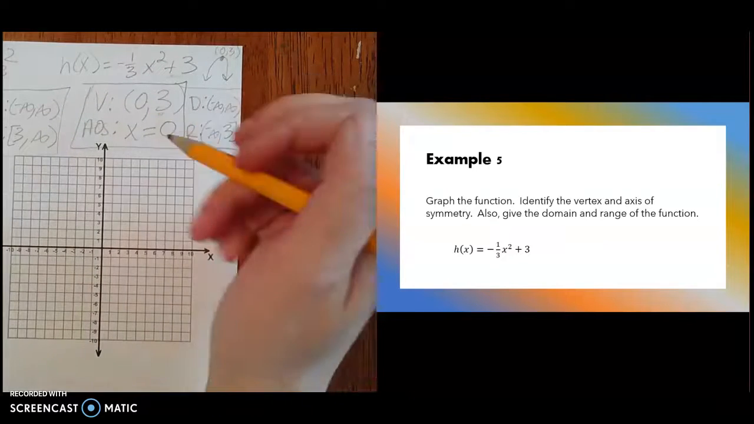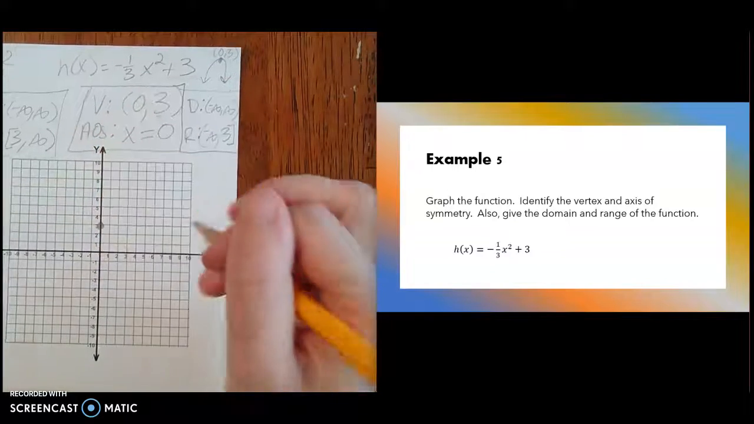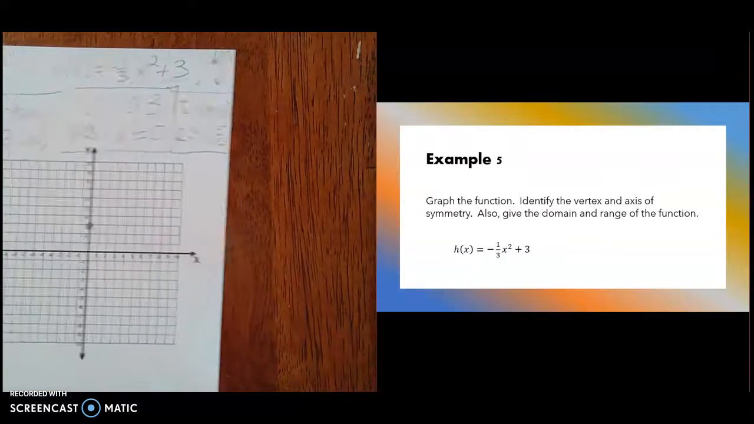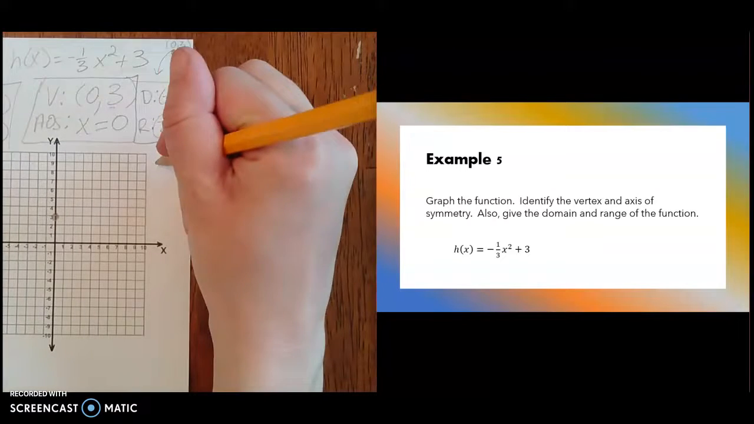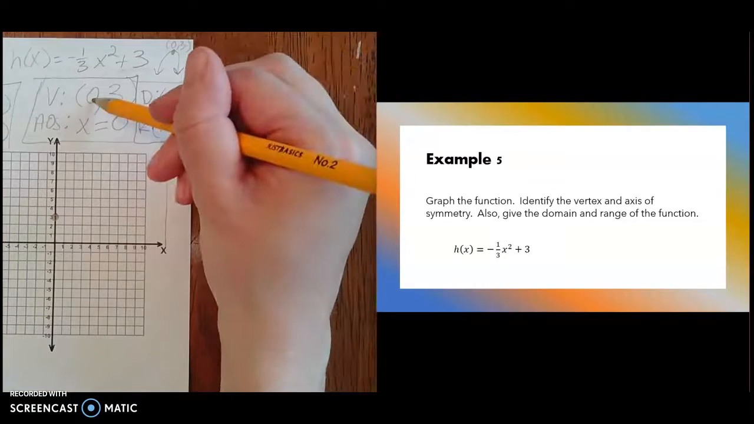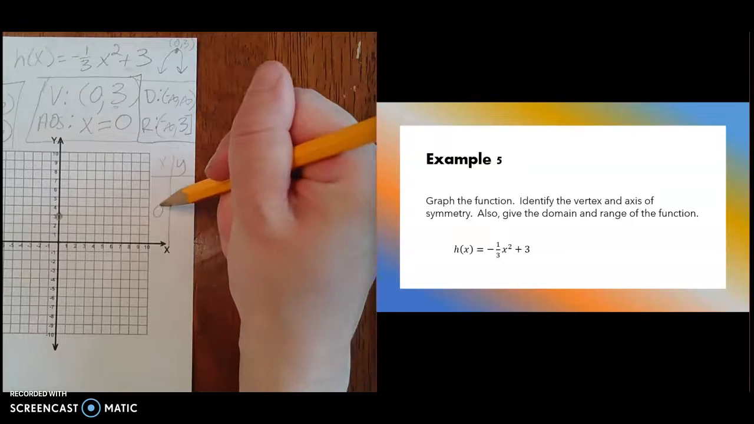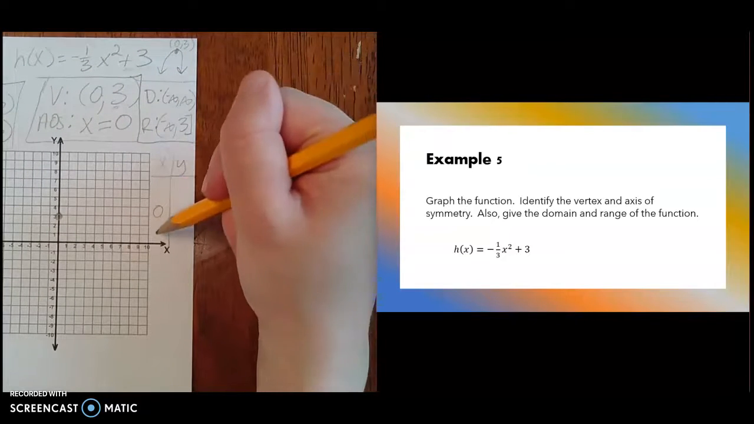Let's see, our vertex is the point 0, 3. And we got this nice little axis of symmetry of x equals 0. We'll try it with a table of values. I think that might be easier for some of you. So when I'm doing my table of values, I know my x value of 0 is kind of my middle point. So I'm going to put that in the middle of my table. And I'm going to do some before and some after.